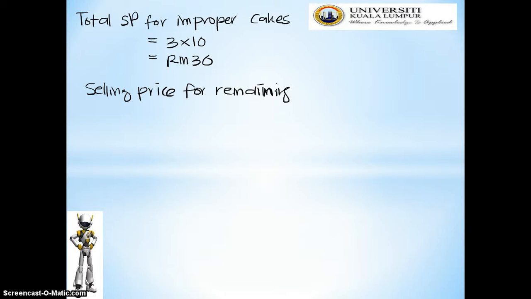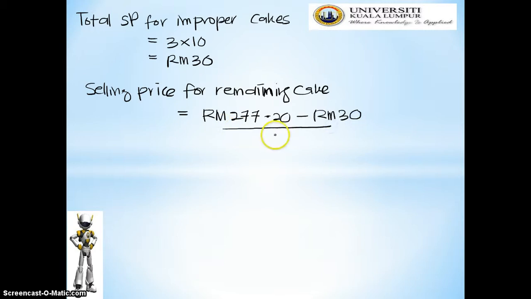Okay, so the selling price for the remaining cake: the total selling price RM 277.20, you have to minus the improper cake total selling price RM 30. Then you have to divide by the number of remaining cakes, 18 minus 3 improper icing cakes. Then we have RM 16.48.